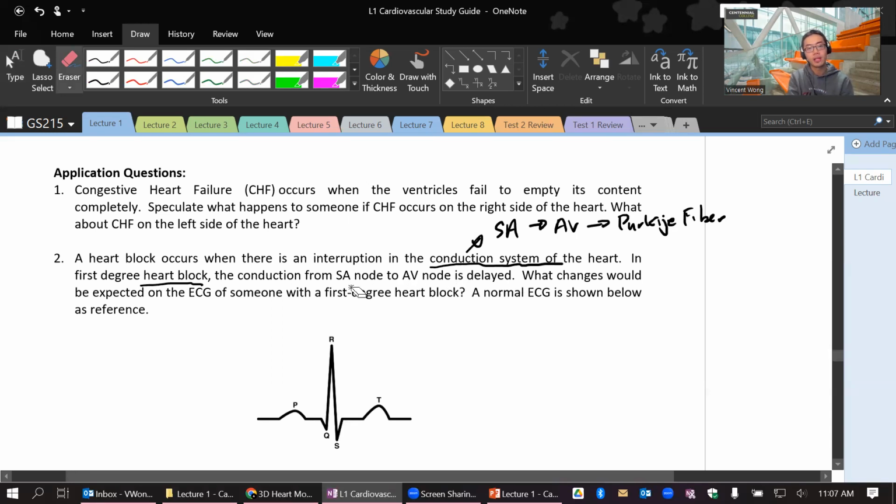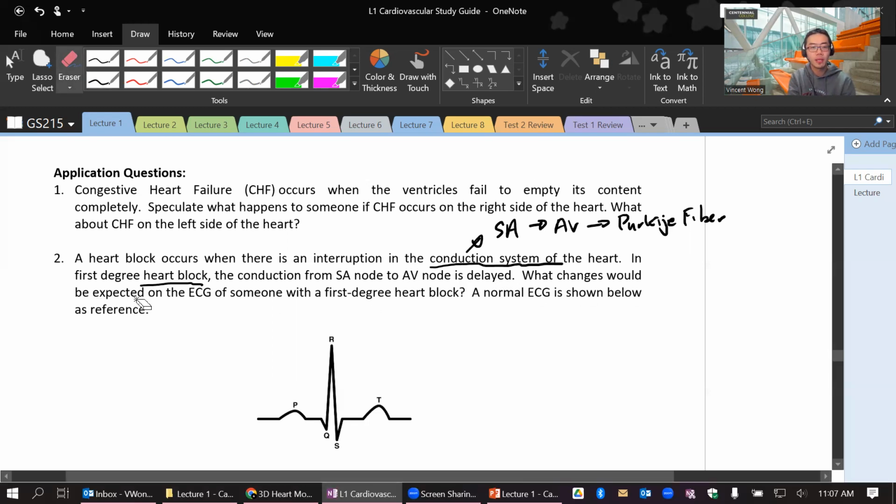So based on this definition, a heart block is an interruption of the conduction system. It's not a physical block. It's not like you have something stuck in your vessel and blocking it. A heart block is when the conduction system is interrupted. So rather than going from SA node to AV node immediately, it is delayed.